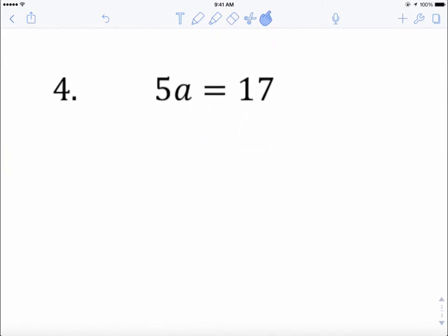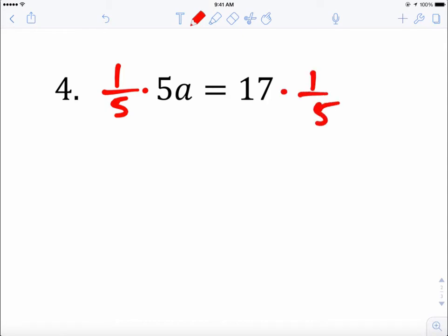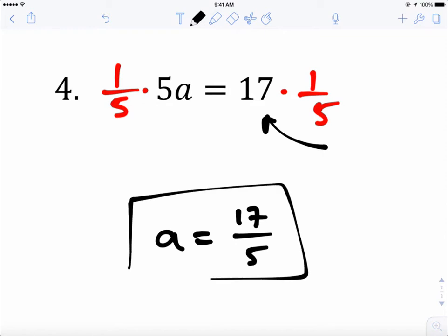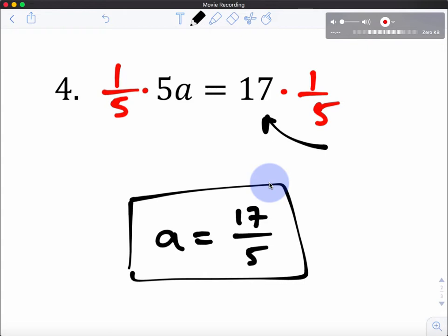All right, and hey, look at this. 5 times some number is equal to 17. Well, once again, I don't want 5 a's, I want just one of them. So I'm going to take a fifth of this number on the left, and I'm going to take a fifth of this number on the right. A fifth of these 5 a's will give you a, and a fifth of 17 is also known as 17 divided by 5. And you know what? That's okay as a solution right there. Sometimes our solutions are going to be fractions, and that's all right.